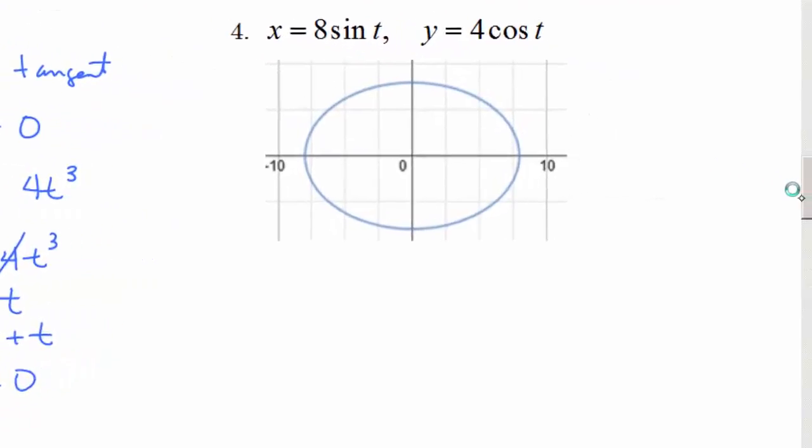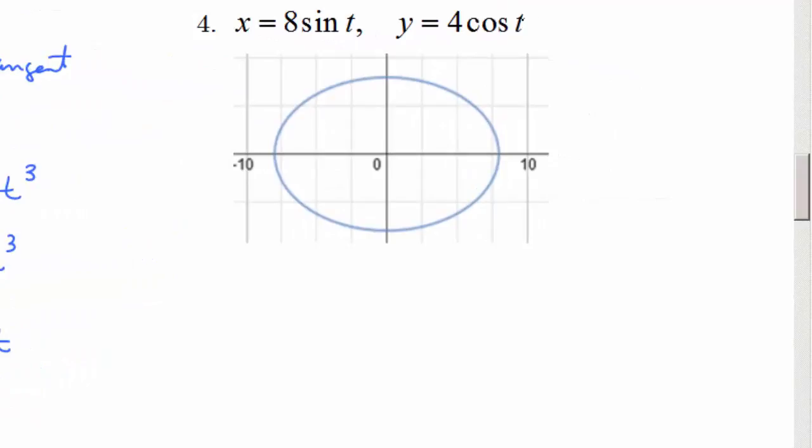Let's look at this example. These are the parametric equations for an ellipse. And if you look at that, it certainly seems like there would be a vertical tangent here, a vertical tangent here, horizontal, horizontal. I don't see any other ones, so let's see if we can find those.